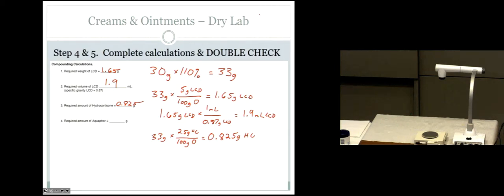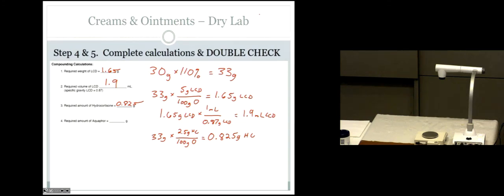Everyone get 0.825 grams of hydrocortisone? 2.5% times 33 grams is 0.825 grams. So that's how much hydrocortisone we need. How do we figure out how much Aquaphor we need? If the total weight is supposed to be the total weight, then wouldn't you just take the total weight, subtract each of the other ingredients, and what's left over is the amount of base you need? Easy peasy, right?